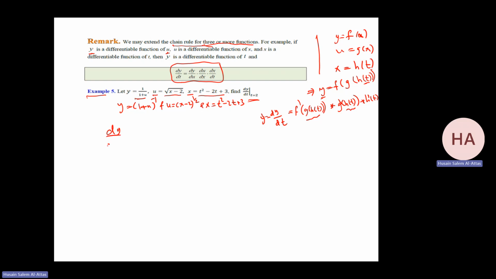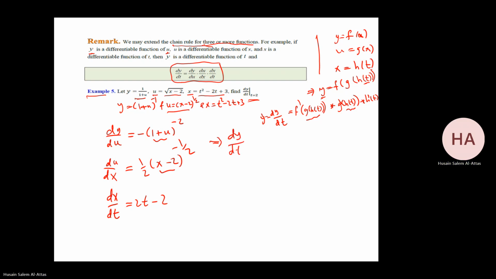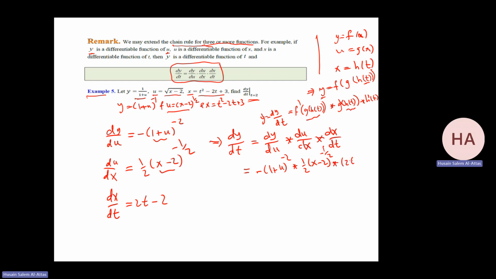So what is dy by du? It will be minus 1 plus u to the power minus 2. What is du by dx? I have u as a function of x. That will be half x minus 2 to the power minus half. The derivative of the inside is 1, so I will not consider it. What is dx by dt? That will be 2t minus 2. Now, what is dy by dt? It will be dy by du times du by dx times dx by dt. So I'll plug these in: minus 1 plus u to the power minus 2, times half x minus 2 to the power minus half, and the last thing is 2t minus 2.